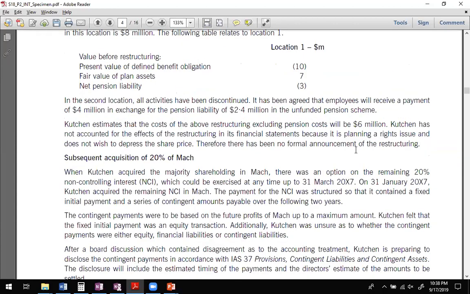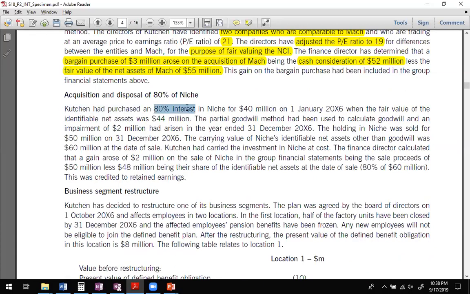So let's read the question, which says that Cochin had purchased 80% of Niche for $40 million. So this is the purchase price that we have paid to acquire 80% of the shares, on 1st January 2026, when the fair value of the identifiable net assets was 44. The partial goodwill method had been used. So we are following the partial goodwill method, the proportionate goodwill method, to calculate goodwill, and an impairment of 2 million had arisen in the year ended 31st December 2026. So the goodwill was also impaired by 2 million.